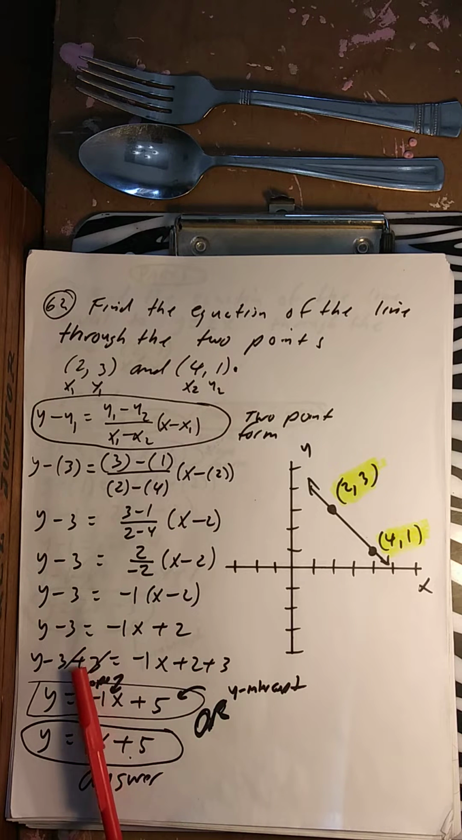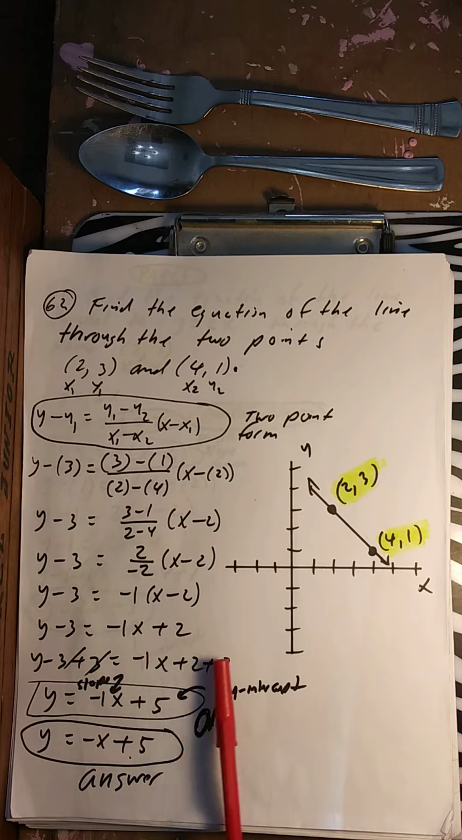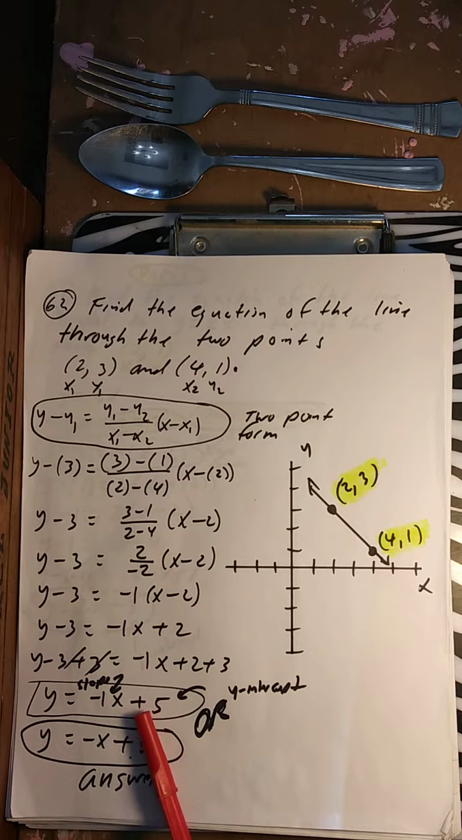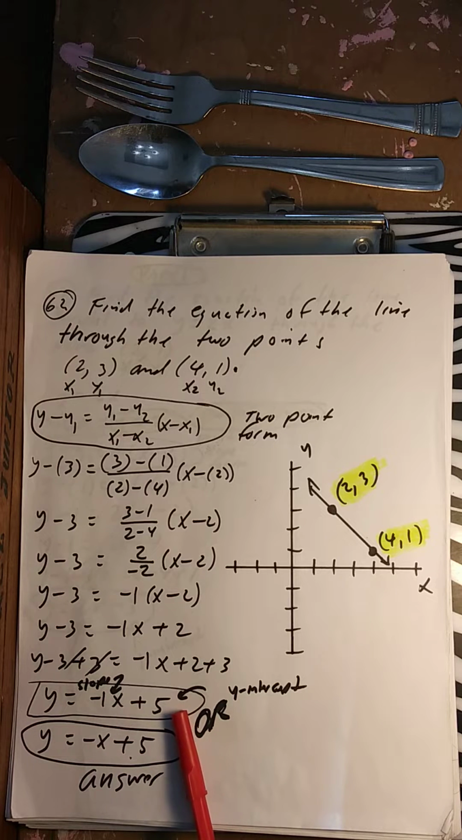Now we're going to add 3 to both sides. See how I did that right there? And that's going to give you y equals what? Negative 1x plus 5. This is the slope. This is the y-intercept. Or you can also write it as negative x plus 5. You don't need the negative 1.